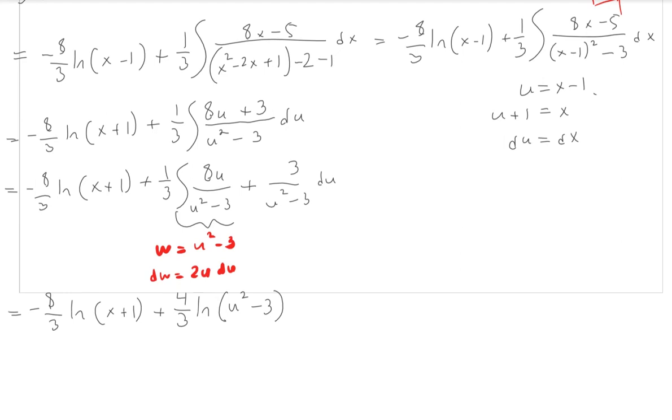And then for the last one, the plus 3 over u squared minus 3, that actually is one of the forms that we can use from the back of the book if we so please. From the back of the book, we have anything over u squared minus 3, that can be a system of natural logs. And what this will look like is plus 3 over 2 square roots of 3, natural log of u minus root 3 over u plus root 3, plus c.